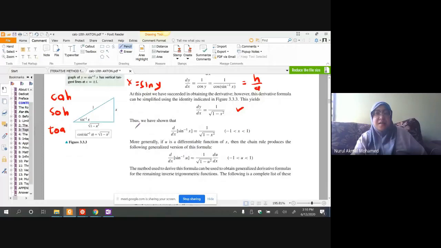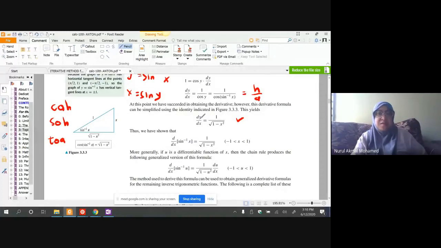And then d dx of arc sine of x, since y is equal to arc sine of x, is equal to 1 over square root of 1 minus x squared. So it is from here. This is for x, and if we have to apply the chain rule, this is the formula for the derivative of arc sine of x.